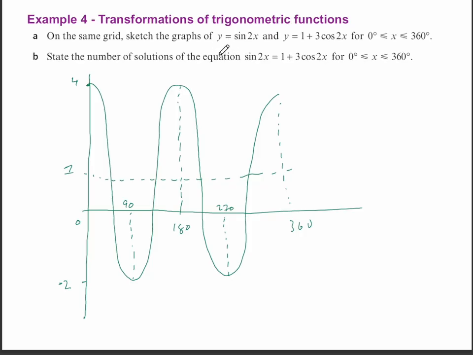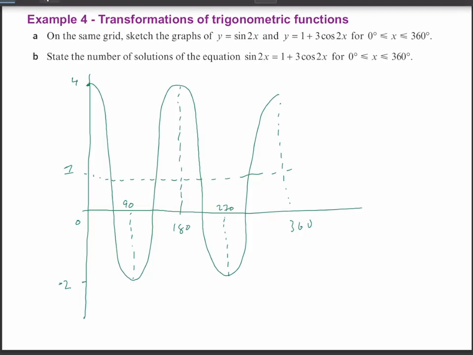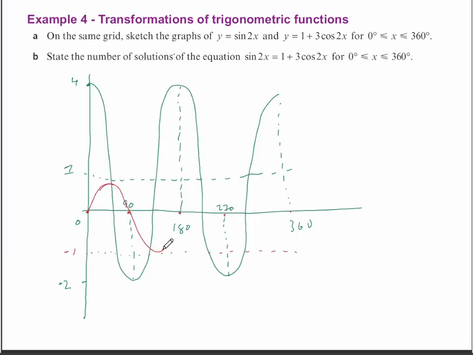Then they tell us to also draw the graph of y equals sin 2x. This is the normal graph of y equals sin of 2x. Where is the normal sine graph? Which is compressed, yeah? Stretched by a scale factor of a half.